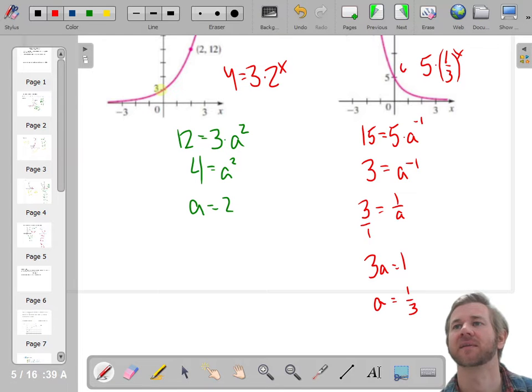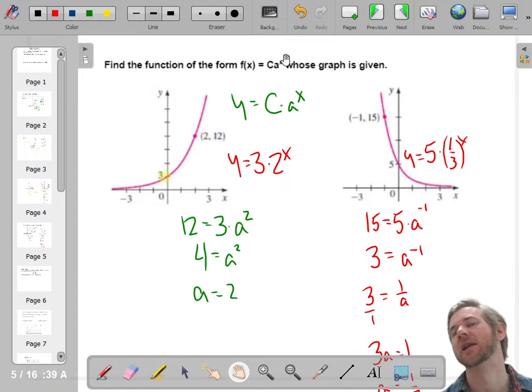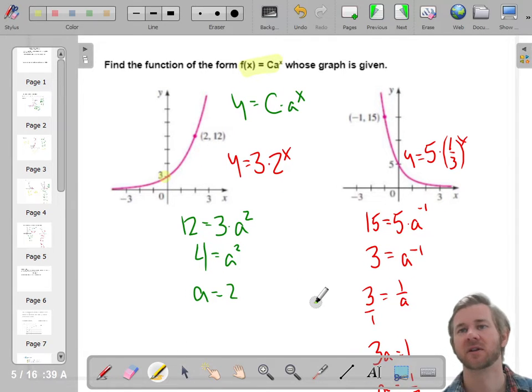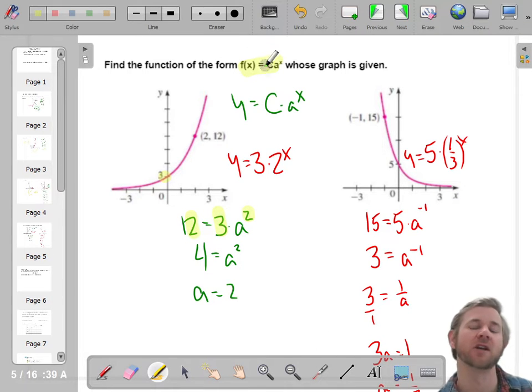I'm going to put parentheses there. Okay. So that is our equation for this graph. And notice again, I have to tell you what it's going to look like, or you won't be able to plug stuff in if I don't give you the structure of the function. So I'll always tell you what it looks like, and then you need to plug stuff in according to how it looks.